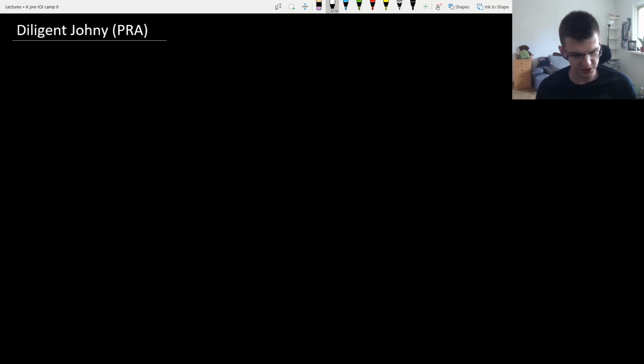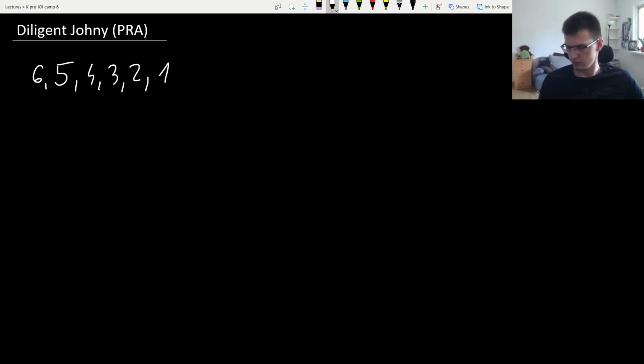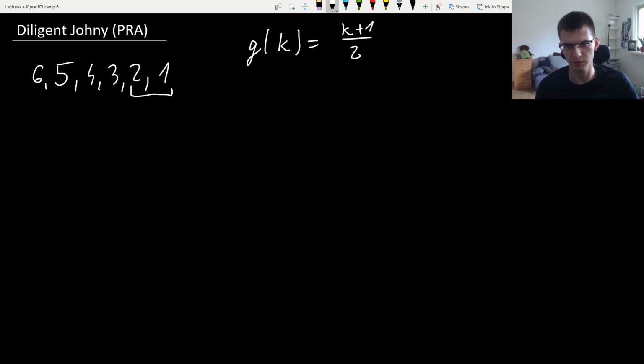Okay, let's solve subtask 3. That is a sequence like 6, 5, 4, 3, 2, 1. What will happen for this sequence? First, we need to handle this suffix, and let's say that our formula that we computed is g of k, which is floor of (k plus 1) over 2. This is the number of swaps required to handle a suffix of length k. Handle means that from one permutation to the next one, some prefix remains, and what changes is a suffix of length k.